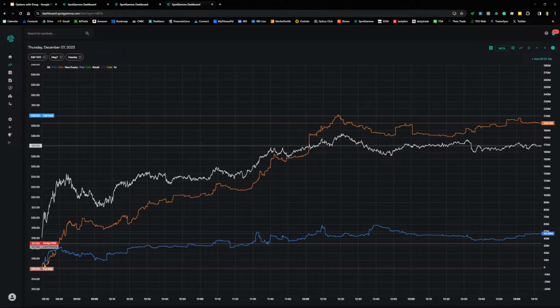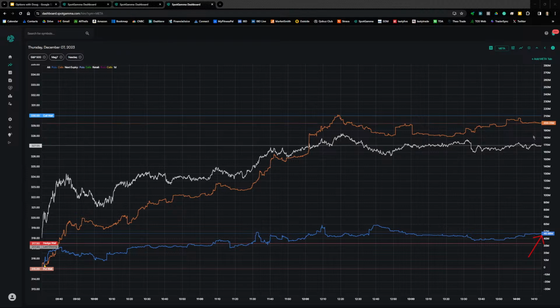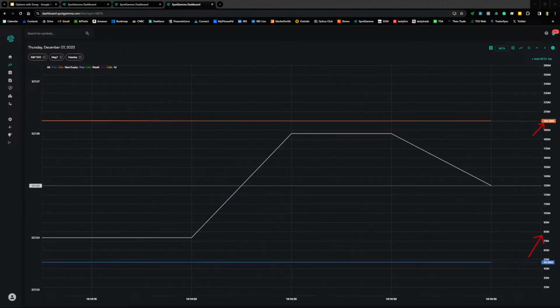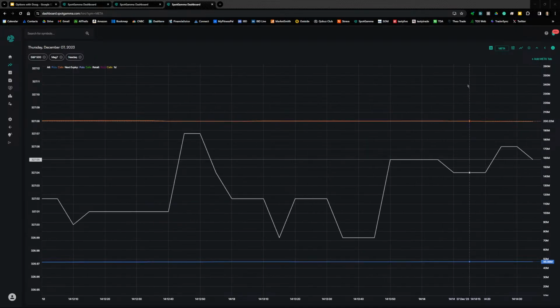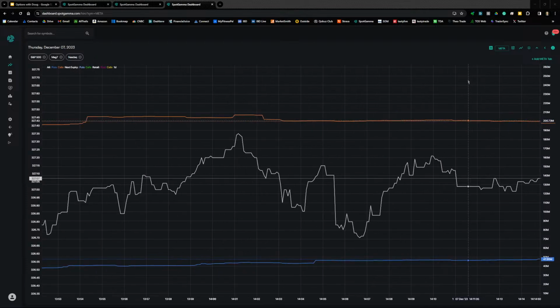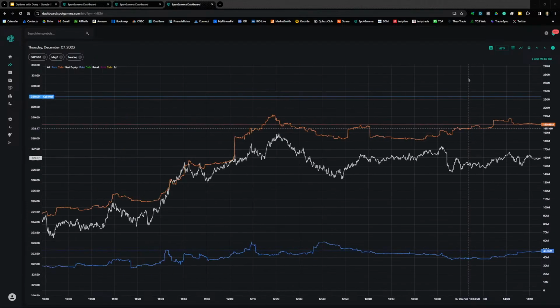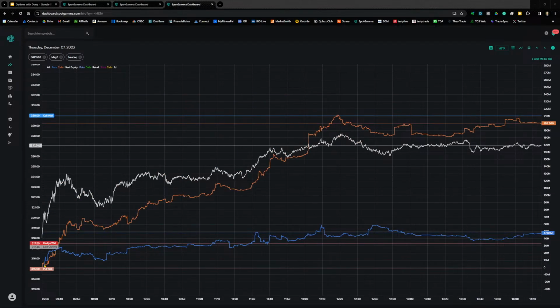They're also selling puts. That's shown by the positive notional value for the blue line, and the positive notional value they're buying calls for Meta. Sorry about that. Notice call buyers take the foot off the gas. Right around 12:20, price starts to consolidate.